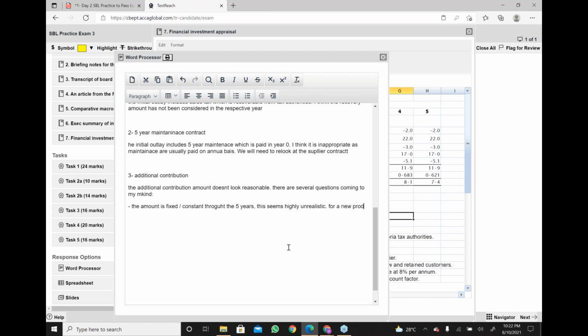For a new product, the contribution will be lower in initial years and then it will increase as time passes. And where did we get this 22? What is the basis of 22 million? Why is it not 32 or 12? Why 22? So I would like to ask, what is the basis of calculating 22 million? Question.